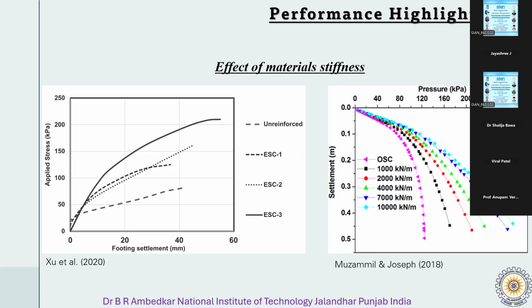So this means that as we increase the stiffness of the geosynthetic material, the column becomes more effective at resisting pressure and minimizing the settlements. So key takeaway from both the graphs is simple. Stiffer the encasement, the better the performance in terms of both bearing capacity and settlement control.